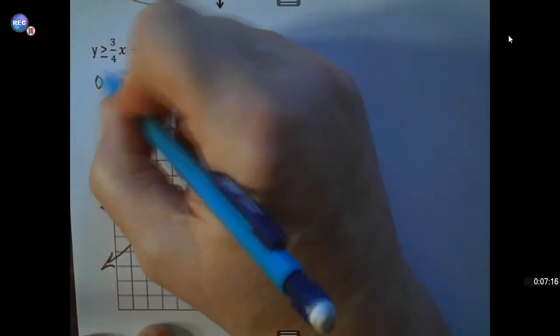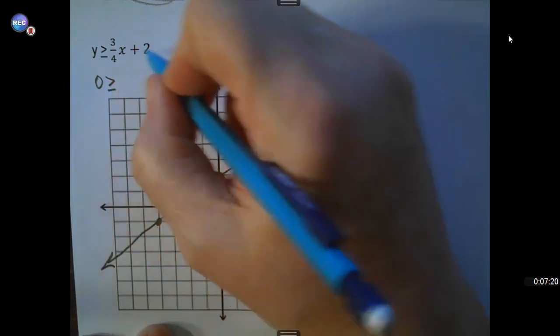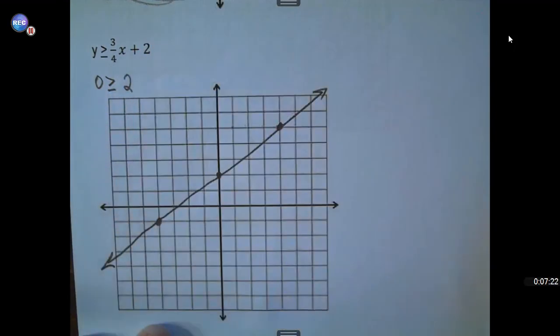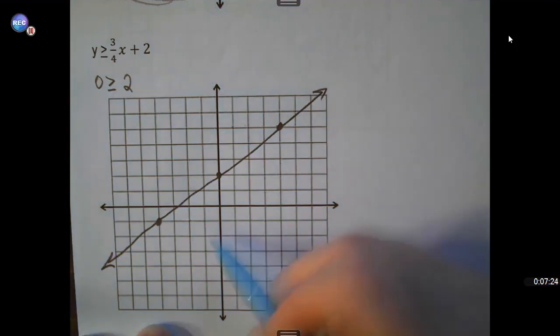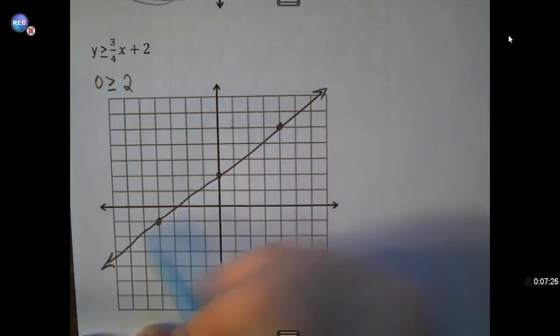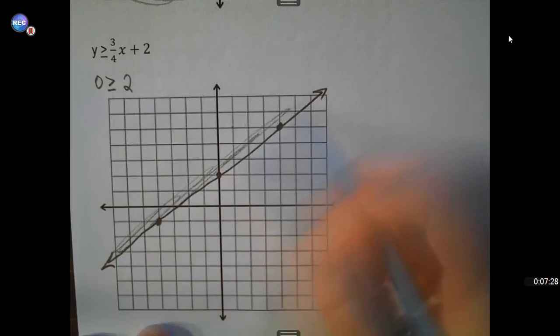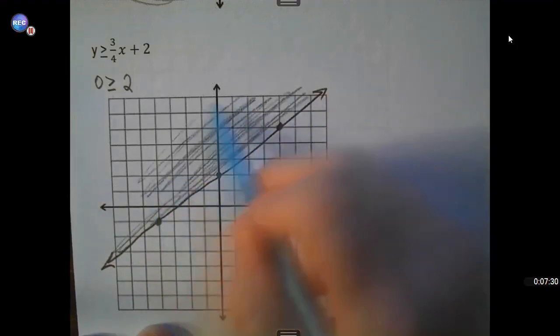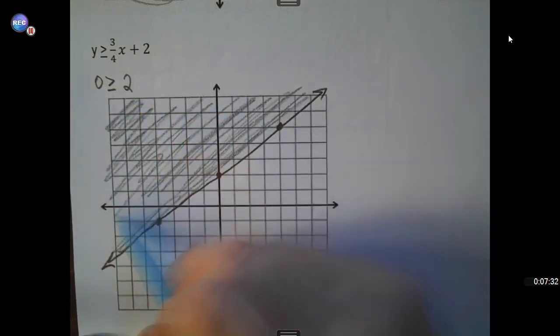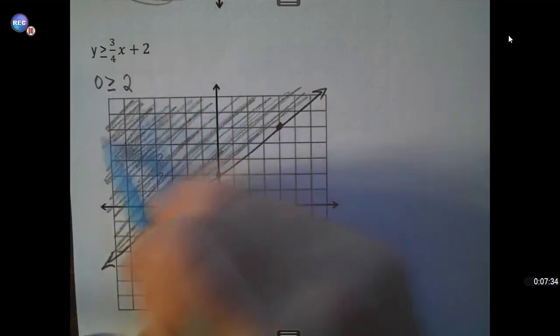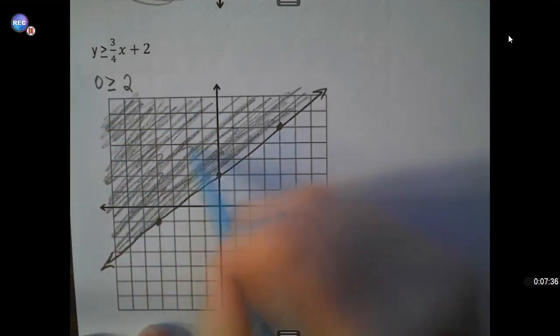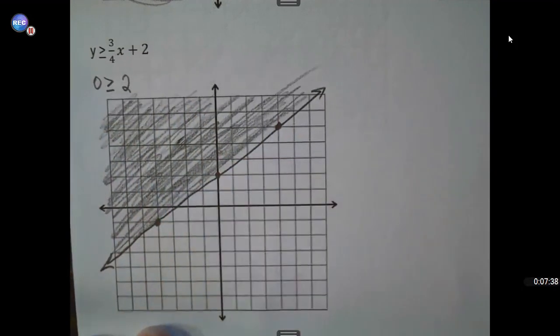And then again, if I plug in 0, I get 0 is greater than or equal to 0 plus 2, which is 2. That's not true. So I'm not going to shade down here to include the origin. I'm going to shade away from the origin, which is everywhere else. So that would be the answer to that one.